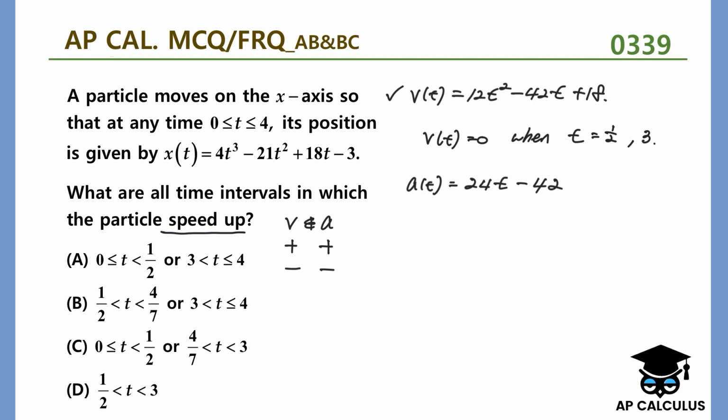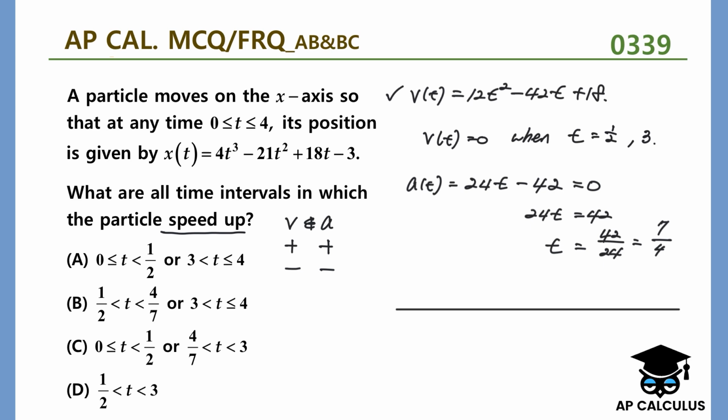And set that equal to 0. Acceleration is equal to 0 when, let's see, 24t is equal to 42, right? So t is equal to 42 over 24. So that's going to be 6 times 4, 6 times 7. That's 7 over 4, right? So we're going to test the intervals. So let's draw a number line. Well, that's actually a timeline, right?